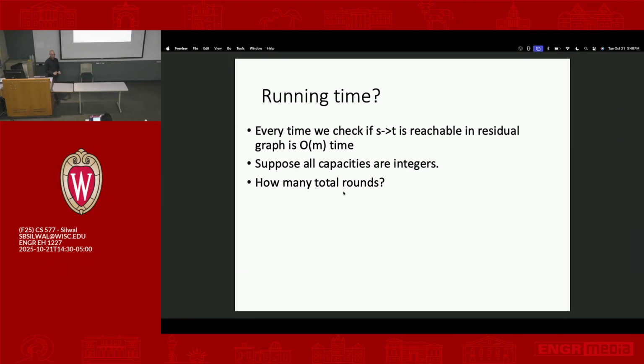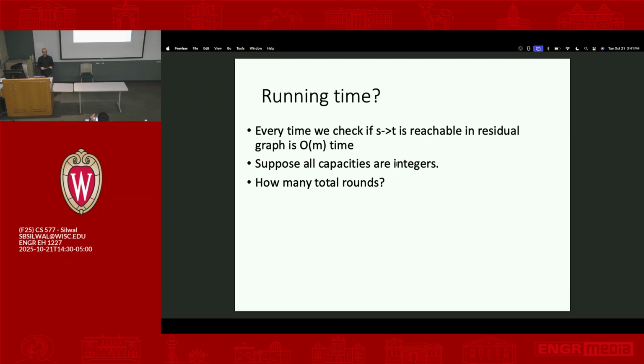So what is the total running time? Well, every step we have to find whether S and T are connected. That's a BFS or a DFS step that takes O of M time. And how many rounds am I going to do? Any thoughts? So let's say all the capacities are integer numbers. I know the flow is increasing by at least 1 every time, right? How many rounds is this going to take in the worst case? And I just showed you an example.